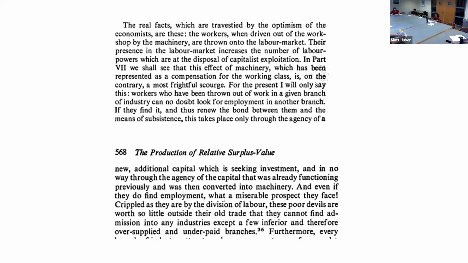For the present, I will only say that workers who have been thrown out of work in a given branch can no doubt look for employment in another branch, and if they find it, thus renew the bond between them and the means of subsistence. This takes place only through the agency of new, additional capital which is seeking investment, and in no way through the agency of the capital that was already functioning. So it's almost an accident if workers find a new job, right? To just say, oh, it all evens out in the end, is doing violence to these people whose lives are destroyed. And anyone who's grown up in this region, the Rust Belt, knows that when automation throws people out of work, it has real living consequences.